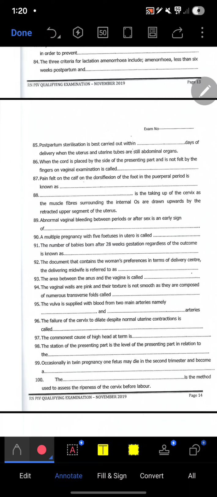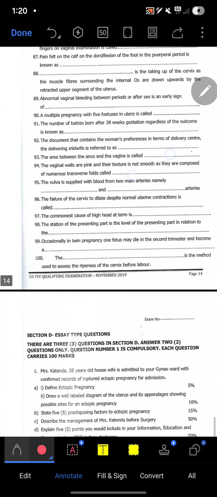88. Dash is the taking up of the cervix as the muscle fibers surrounding the internal os are drawn upward by the retracted upper segment of the uterus. The answer is effacement. 89. Abnormal vaginal bleeding between periods or after sex is an early sign of. The correct answer is cervical cancer. 90. A multiple pregnancy with 5 fetuses in utero is called. The answer is quintuplets.